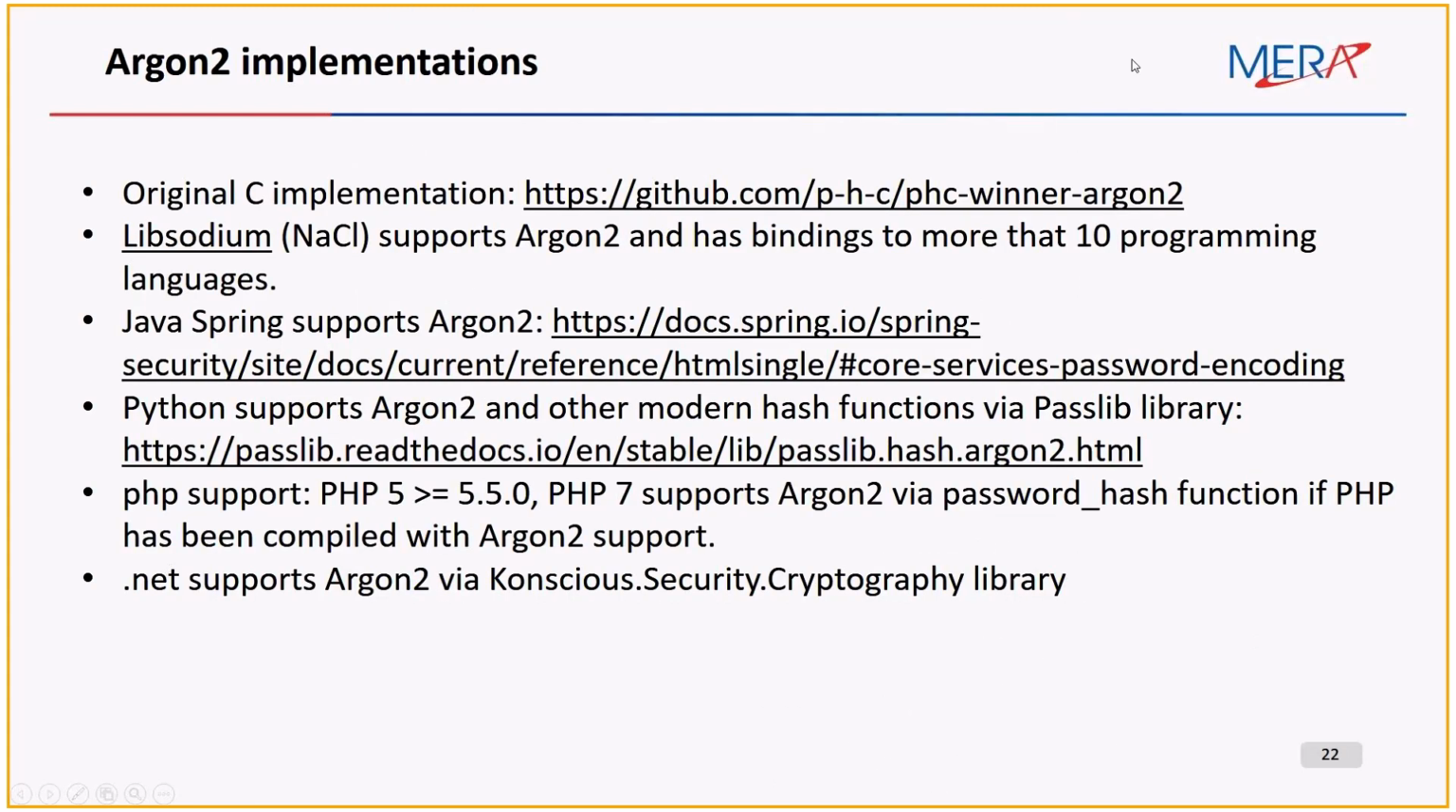Okay, where to get Argon2? The original simple implementation is available on GitHub. Libsodium is a popular cryptographic library, forked from NaCl, also a popular cryptographic library, and it supports Argon2. This library has bindings to more than 10 programming languages. In Java, Spring supports Argon2. Python supports Argon2 and other modern hash functions via the Passlib library.